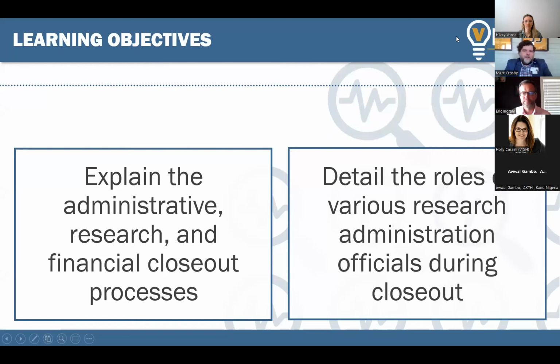Yeah, so we want you to be able, after attending this session and being a part of this presentation, we hope that you can explain both the administrative, research, and financial closeout processes for U.S. awards at a high level, and then also be able to detail the roles of each of the various research administration officials during the closeout. So different people are involved in this process from most organizations, and understand the roles that they have throughout the closeout process.